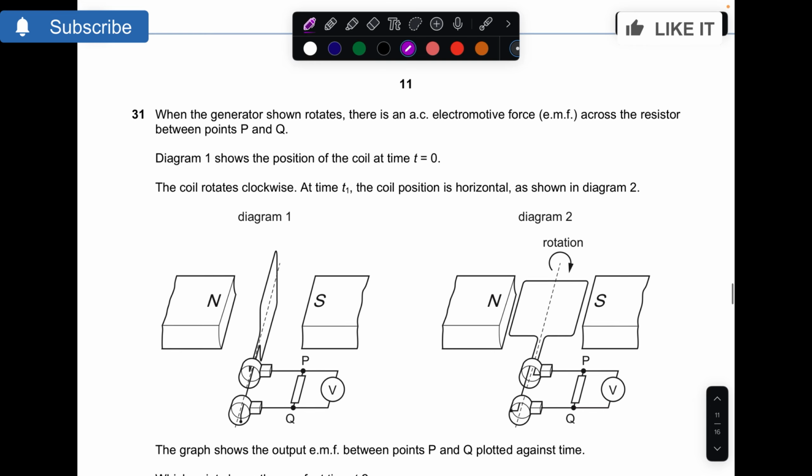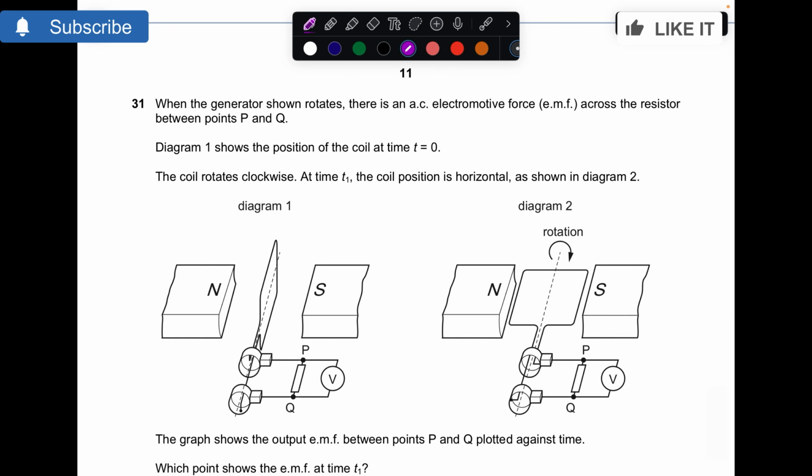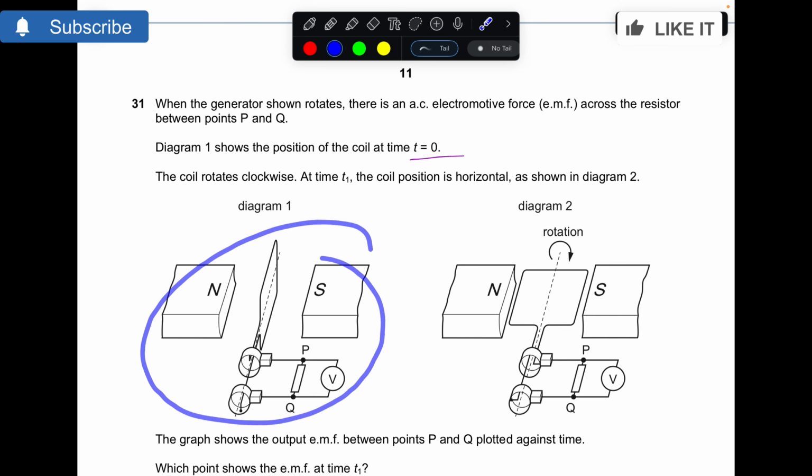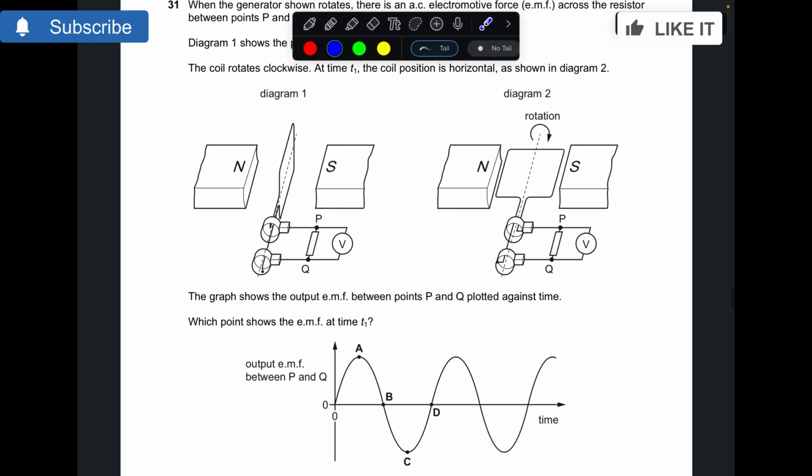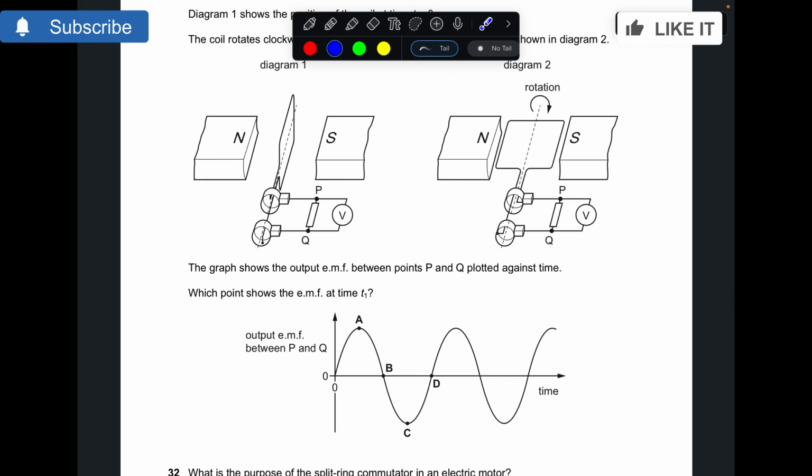In question 31, when the generator shown rotates, there is an alternating EMF across the resistor between P and Q. Diagram 1 shows the position of the coil at T. Okay, so this is the diagram 1. The coil rotates clockwise. At time T1, the coil is in the horizontal position as shown in the diagram. The graph shows the output EMF between the points P and Q plotted against time. Which point shows the EMF at time T1?